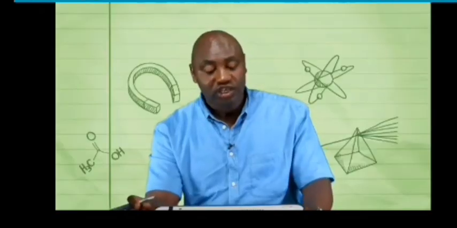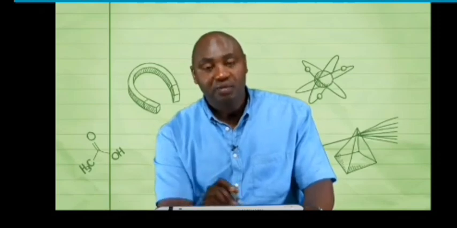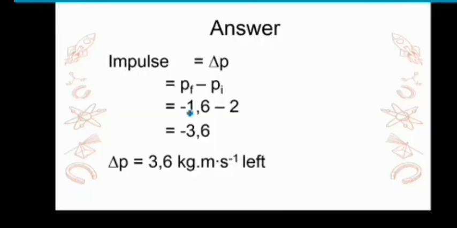So impulse is the change in momentum. Final momentum, please take note of the sign. You do not remove the sign. Final momentum was to the left, minus initial momentum that was to the right. And then our final answer is 3.6 kilogram meters per second to the left.